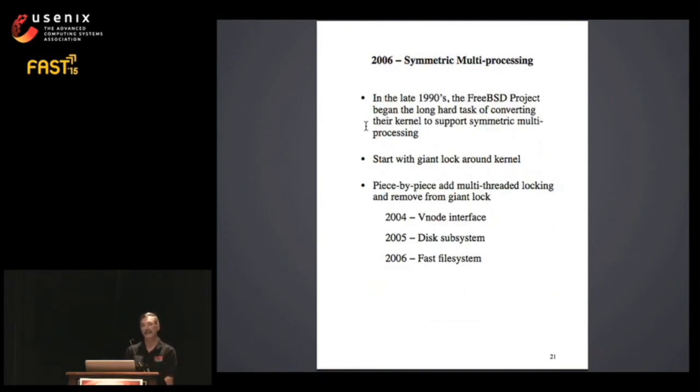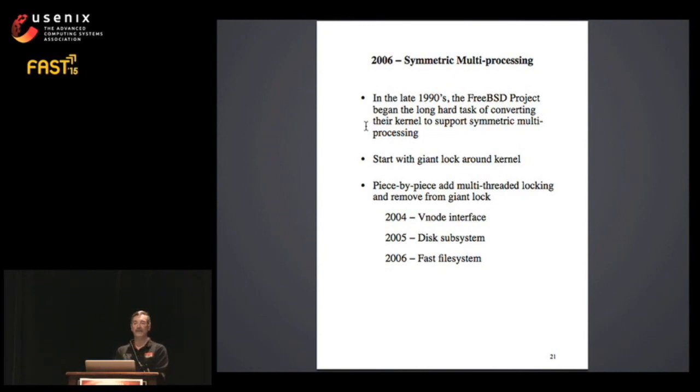Symmetric multiprocessing. You may remember the days when you only had one core. It wasn't all that long ago, actually, but they sort of ran out of steam on making single cores go faster, so they just started making more of them. And of course, when you have multi-threading, it becomes far more complex, whether it's the application or the kernel. At any rate, we had what was very much a single processor operating system, and we needed to get it to work in a symmetric multiprocessing way.